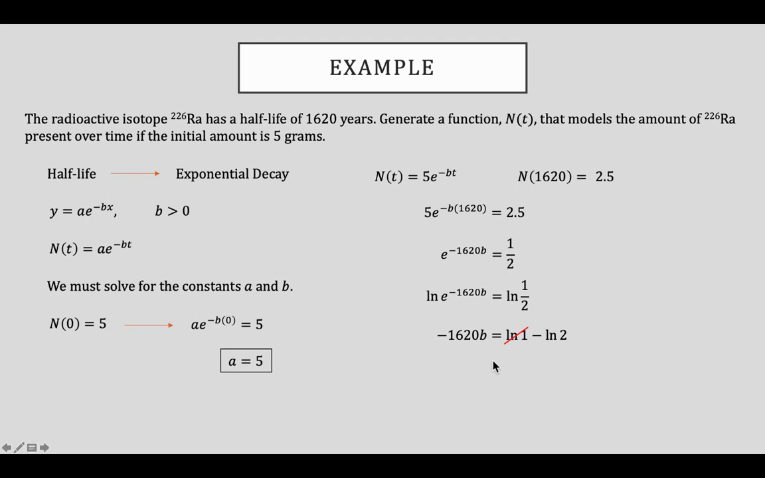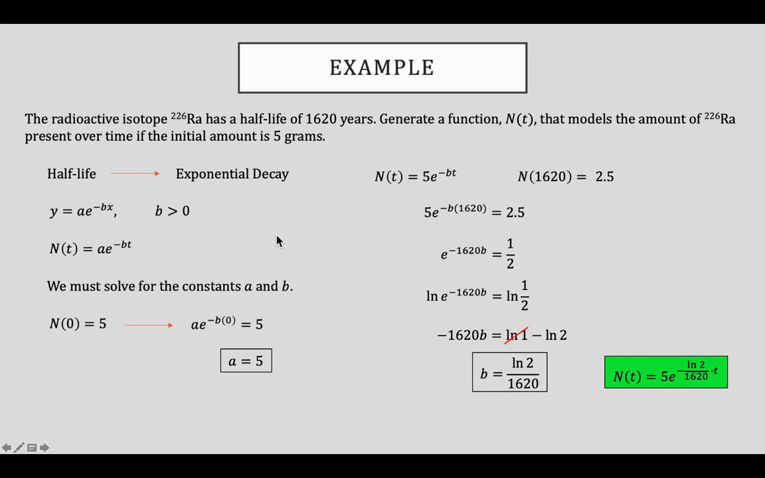And finally, to solve for b, we can divide both sides of the equation by negative 1620, giving us b is equal to the natural log of 2 divided by 1620. Now that we have solved for both constants a and b, we can plug those into our function. Here we have n of t is equal to 5e to the negative ln2 over 1620 times t.